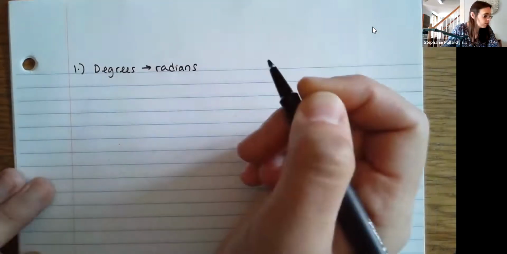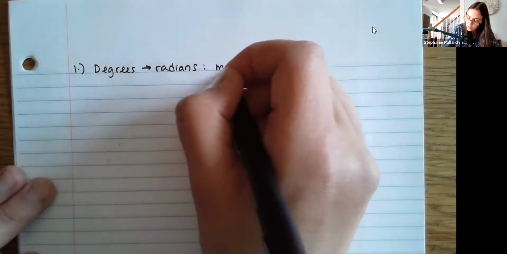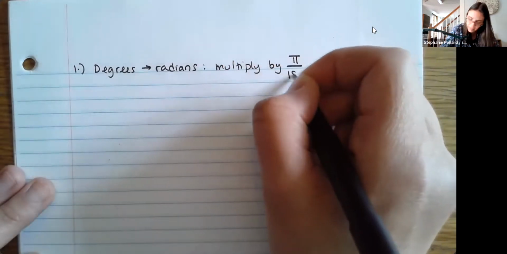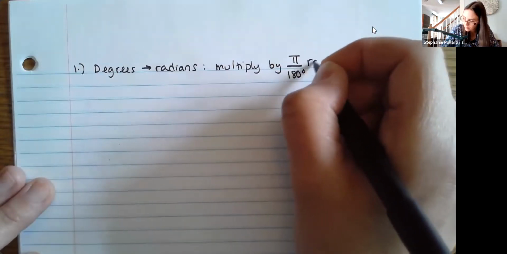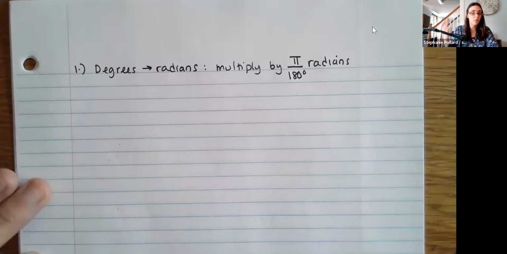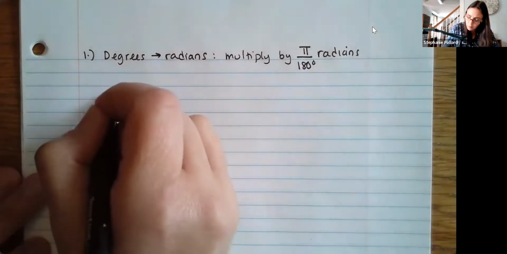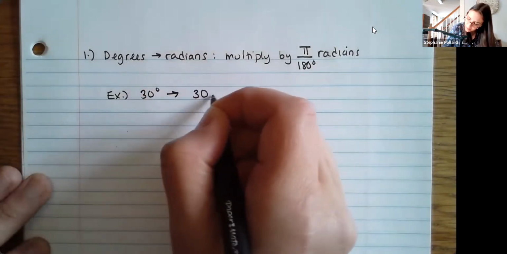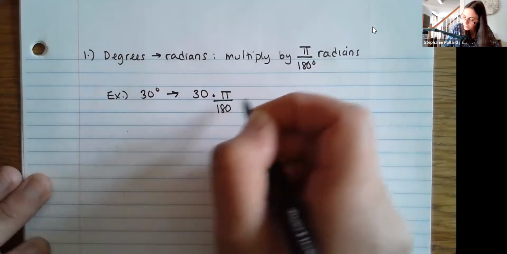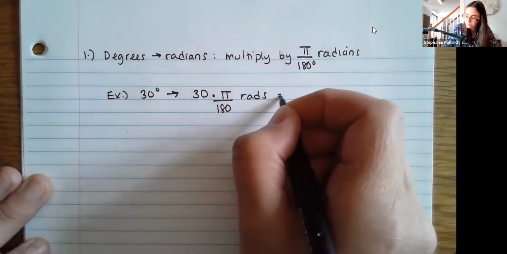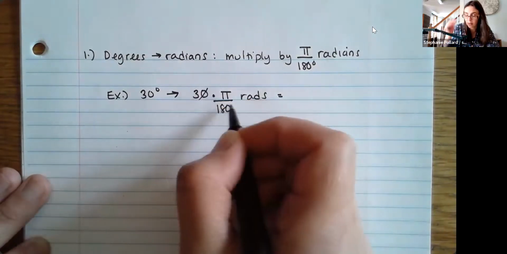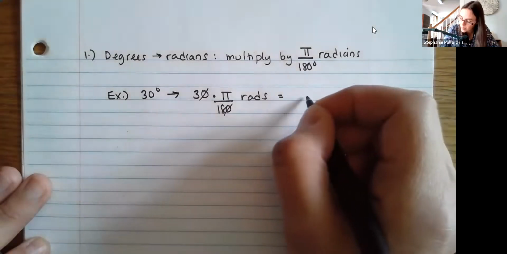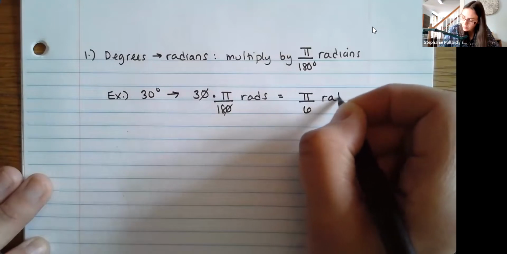If you're going from degrees to radians, you're just going to multiply by pi over 180. And then your units at the end will be radians. So for example, let's say I did 30 degrees. This would be 30 times pi over 180. And again, the result will be in radians. You want to do a little bit of simplifying. Obviously, the 0 over 0 can cancel. And 3 and 18 are both divisible by 3. So we have 1/6 there. So we get pi over 6 radians.